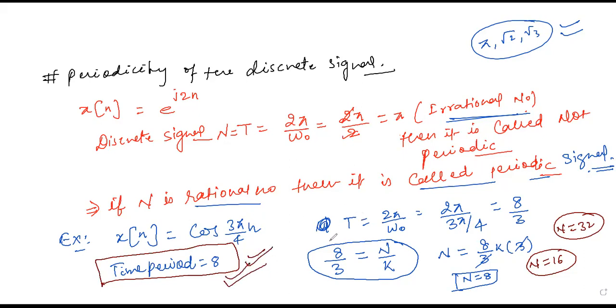So first of all, check whether this value is rational or irrational. This is a rational value. And if this is a rational value, then just equate this rational value to N by k, and choose the value of k so that N becomes an integer, and that will give your fundamental time period. Got it?